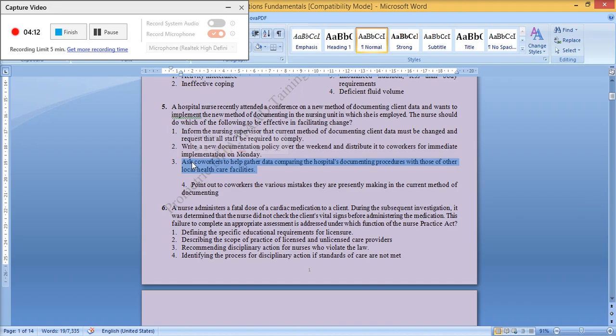1. Defining the specific educational requirements of licensure. 2. Describing the scope of practice of licensed and unlicensed care providers. 3. Recommending disciplinary action for nurses who violate the law. 4. Identifying the process for disciplinary action if standards of care are not met. Answer 4. Identifying the process for disciplinary action if standards of care are not met.